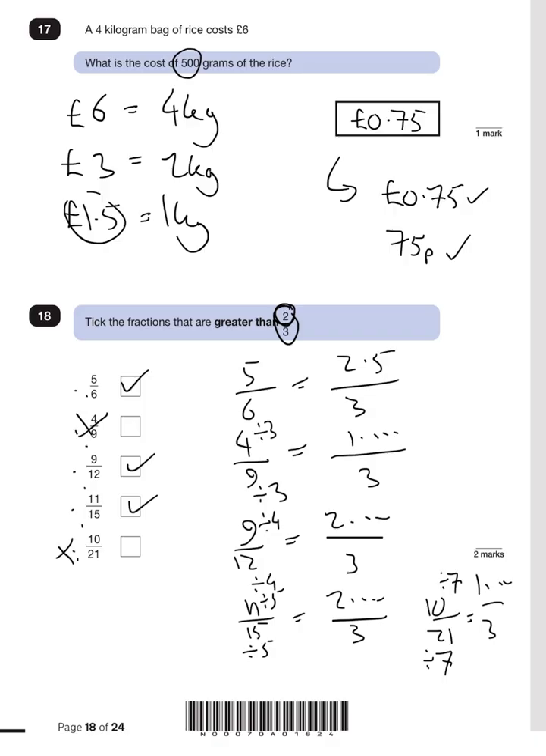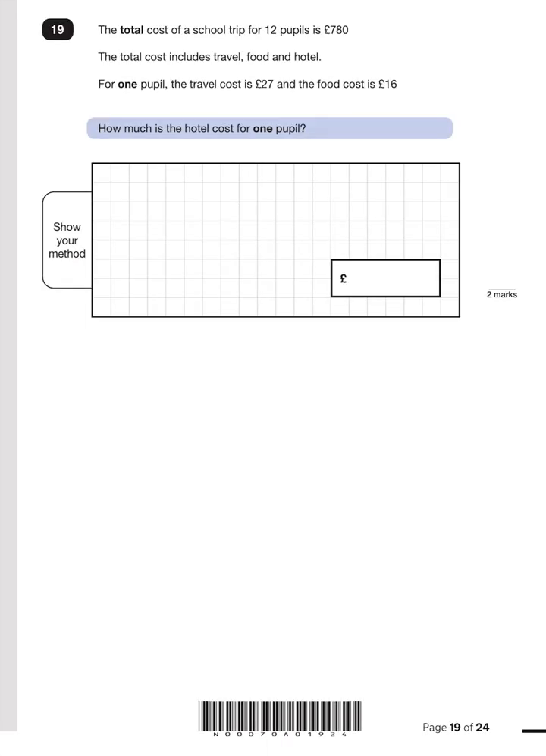Number 19. The total costs of a school trip for 12 pupils is £780. The total costs include travel, food and hotel. For one pupil, the travel cost is £27 and the food cost is £16. How much is the hotel cost for one pupil? So we've got the travel cost, we've got the food cost, we want the hotel. Okay.